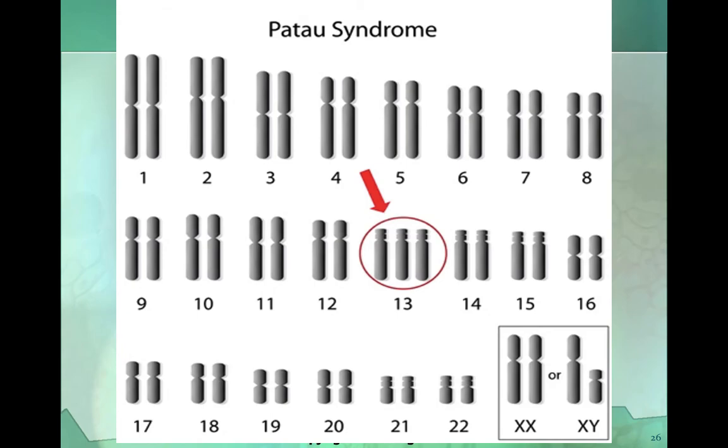So remember, these are the 5 that we've gone over. Down's, Edwards, and Patau, those 3 are all autosomal disorders. Please make sure that you go over and know which ones they are and don't mix them up. Typically, people do mix up Patau and Edwards. They just forget which one goes with which. And then the 2 sex chromosome disorders would be Klinefelter's and Turner's.